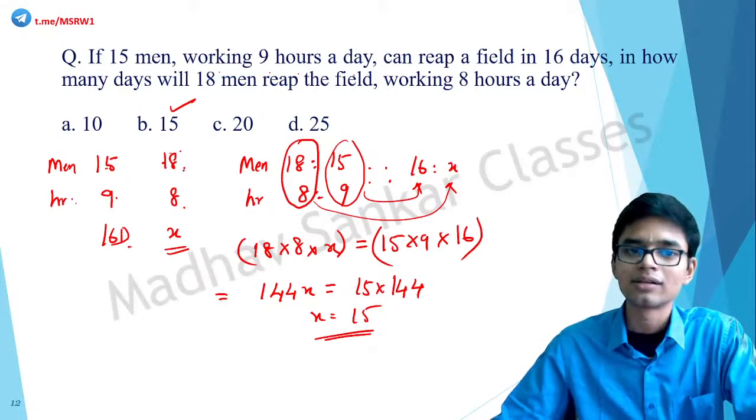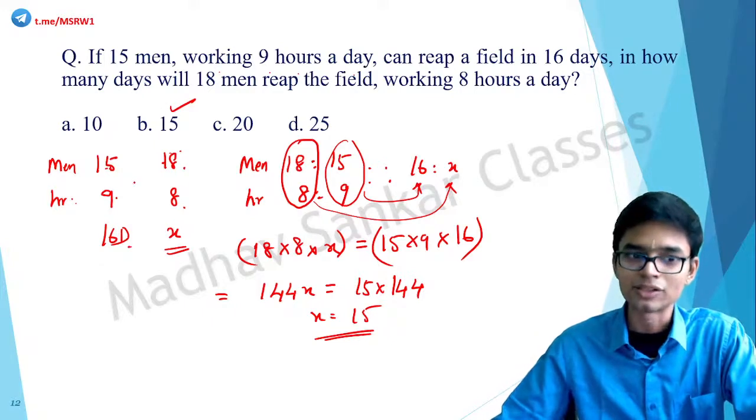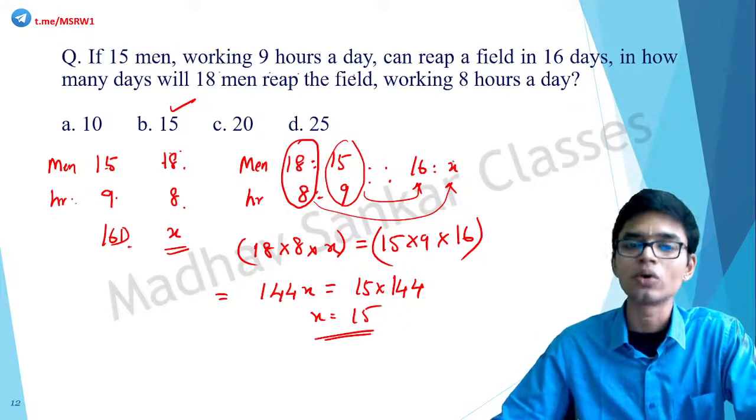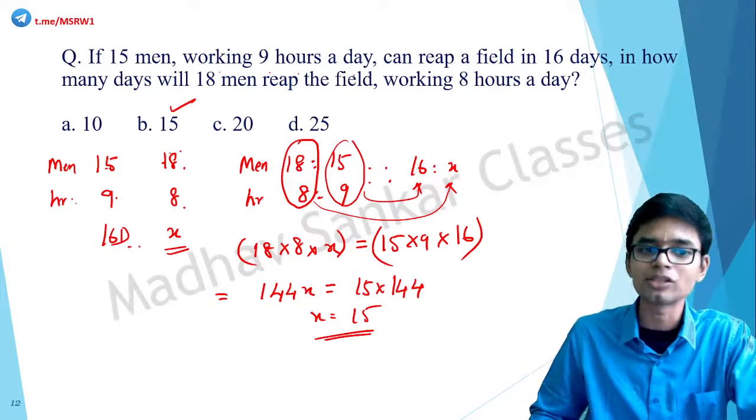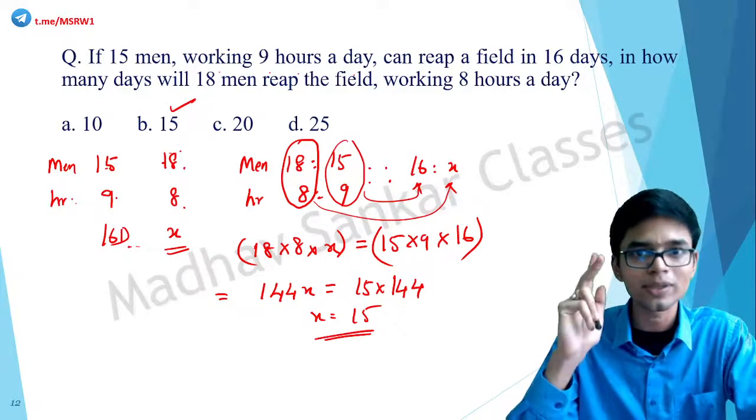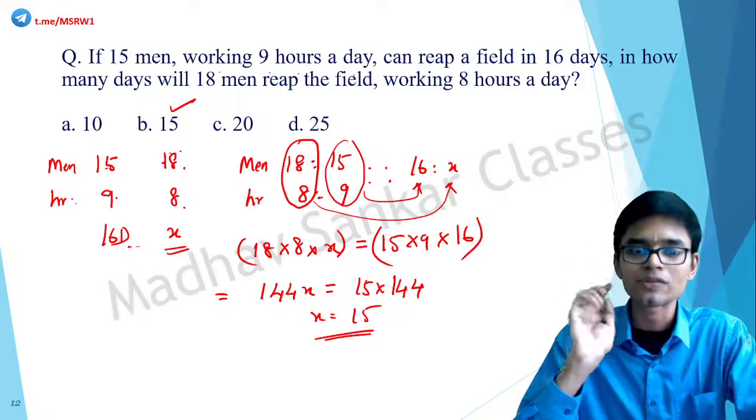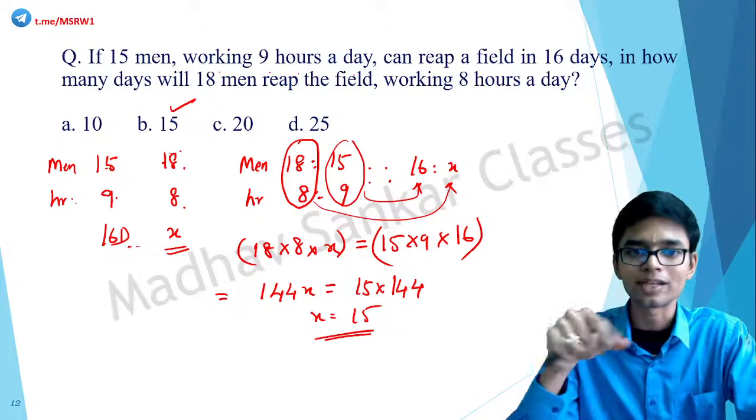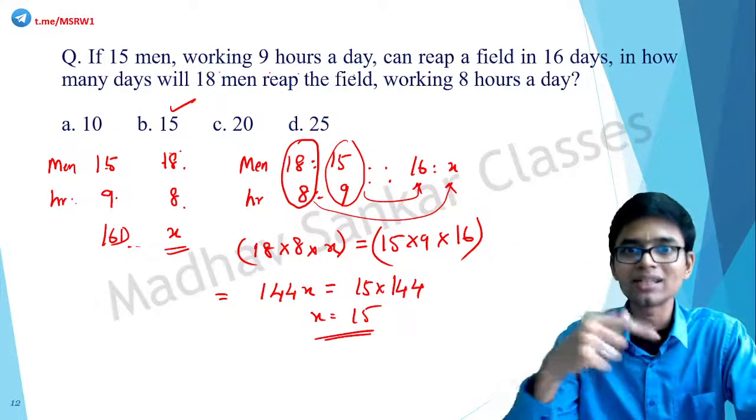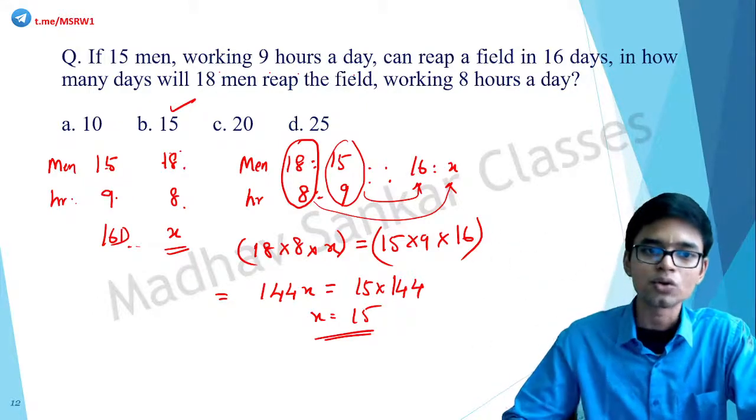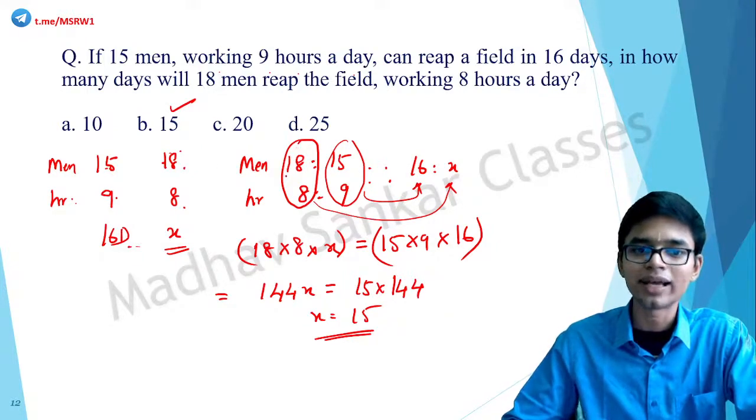18 men working 8 hours a day is to 15 men working 9 hours a day as 16 is to x. So here it's not x is to 16, it is 16 is to x. That is where you have to be careful. Clear? Because we have to apply this rule: product of means is equal to product of extremes. So the extremes should be the corresponding ones. Since here the extreme is 18 men working 8 hours a day, here also the extreme should be the corresponding one.